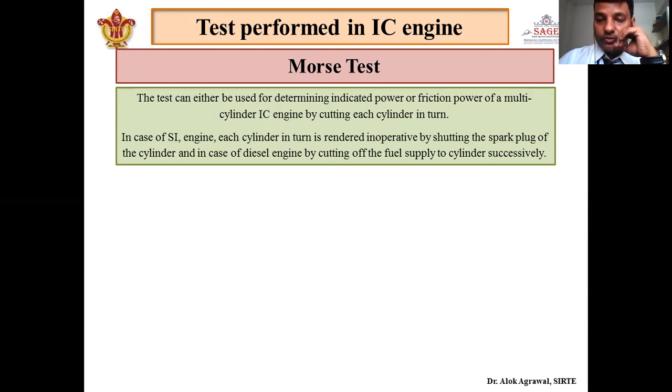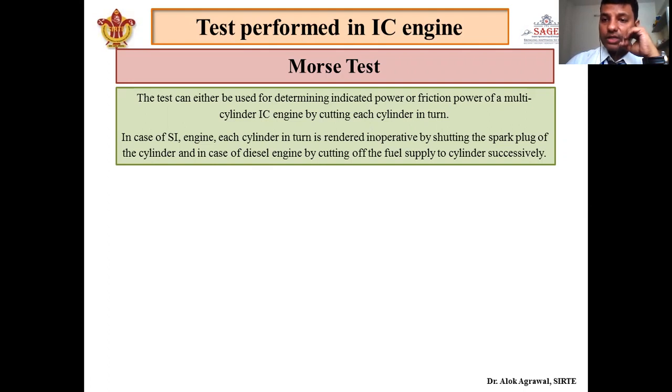Okay, and how is it performed? It is performed by cutting each cylinder in turn. Means, for example, if you are working on a four-cylinder engine, then you have to cut each cylinder turn by turn to evaluate the indicated power or friction power of each cylinder. Okay. So today we will be taking a case study of an SI engine. In case of an SI engine, each cylinder in turn is made inoperative by shutting off the spark plug of the cylinder. Okay, we will cut off the spark plug of the cylinder to make it inoperative.